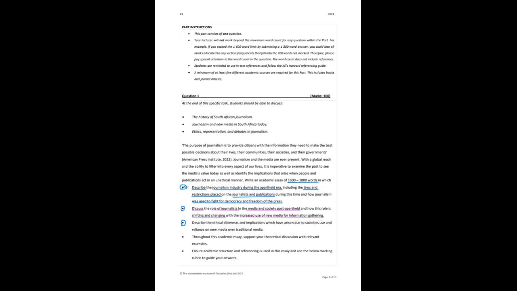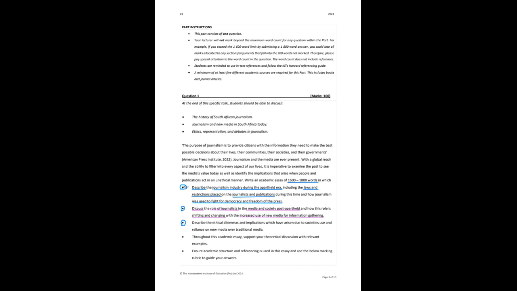So what's really important for this particular point is to look at the media industry today and all the multiple factors that influence it, but with a focus on new media and information gathering. So with this particular point, you're looking at, like I say, the role of journalists and the media. Those are two separate entities in post-apartheid South Africa. That's with holding people accountable, acting as the fourth estate, making sure that we know what's going on in the world around us. But then how this role is shifting and changing with new media.